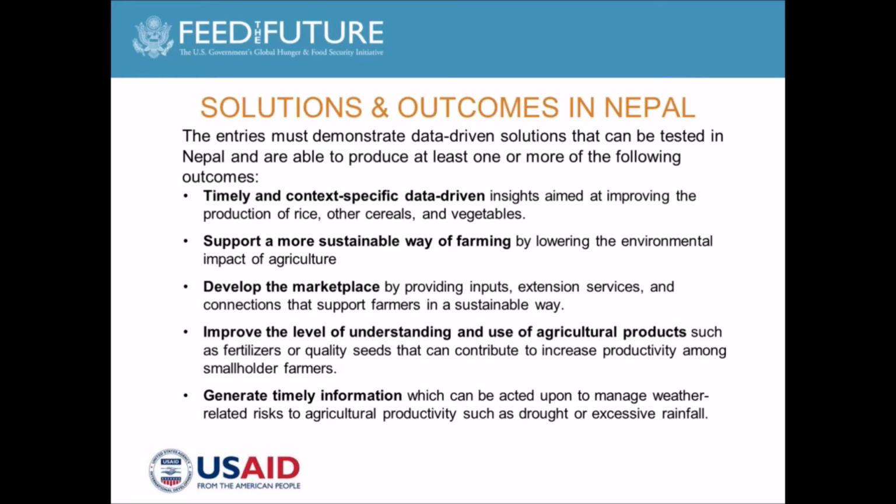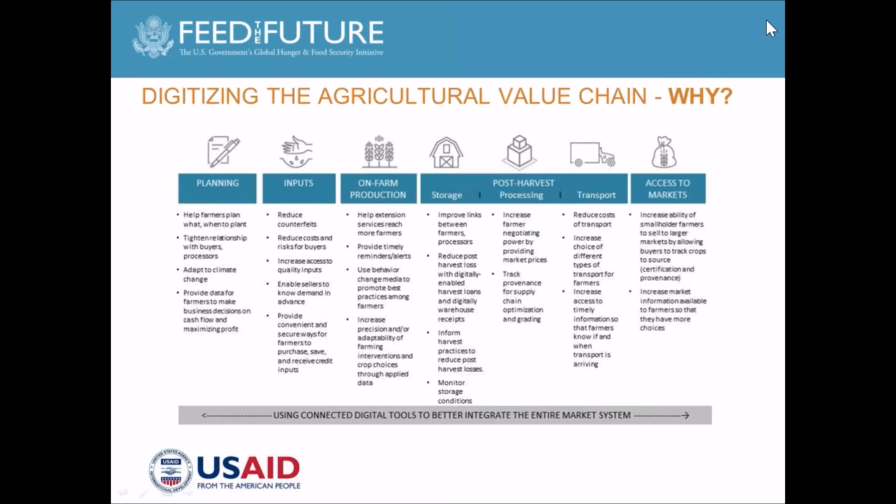Improve the level of understanding and use of agriculture products such as fertilizers or quality seeds that can contribute to increased productivity among smallholder farmers. And generate timely information which can be acted upon to manage weather-related risk to agriculture productivity, such as drought or excessive rainfall. So I'm going to leave now the microphone to Brian King from USAID to explain how and why digital solutions can be the solution to meet those types of needs and reach those outcomes.